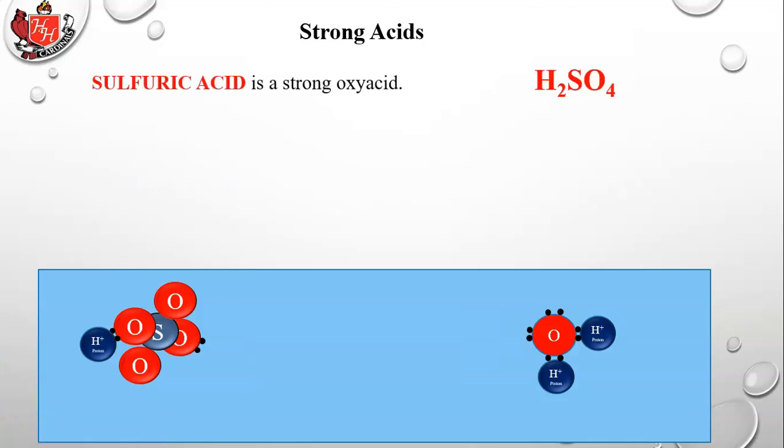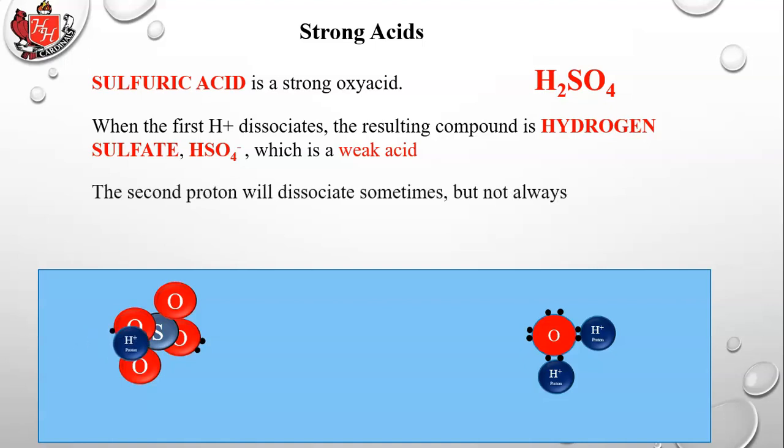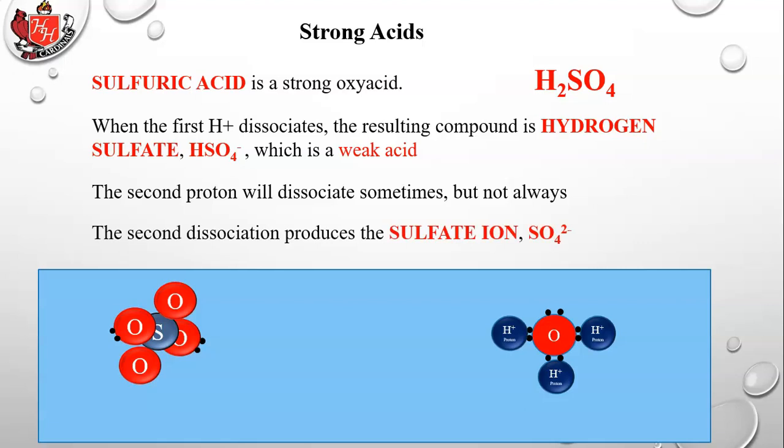Sulfuric acid is a strong oxyacid, H2SO4. When the first H+ dissociates, the resulting compound is hydrogen sulfate. That's HSO4-, which is a weak acid. The second proton will dissociate sometimes, but not always. That's the definition of a weak acid. The second dissociation produces the sulfate ion, SO4 2-, and you'll find that on your 60 common ions sheet. So that's how some of those molecular ions are formed, by acids dissociating.